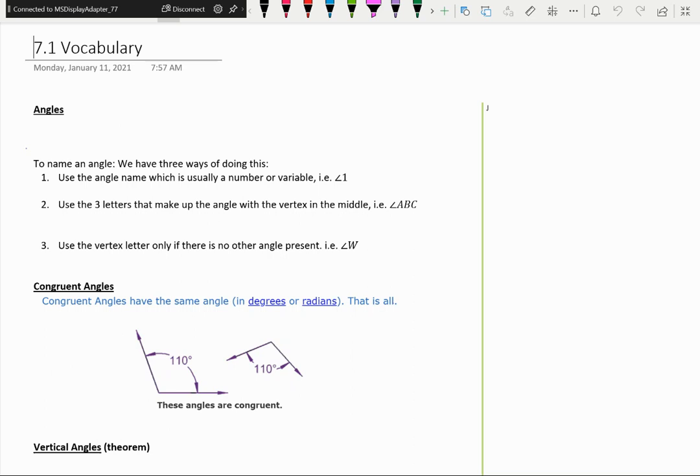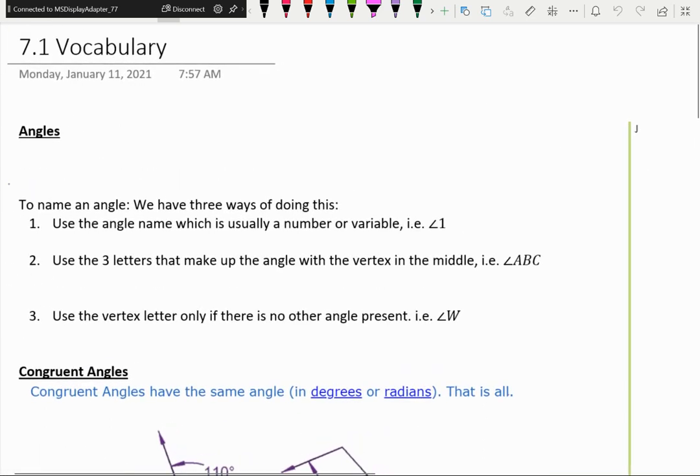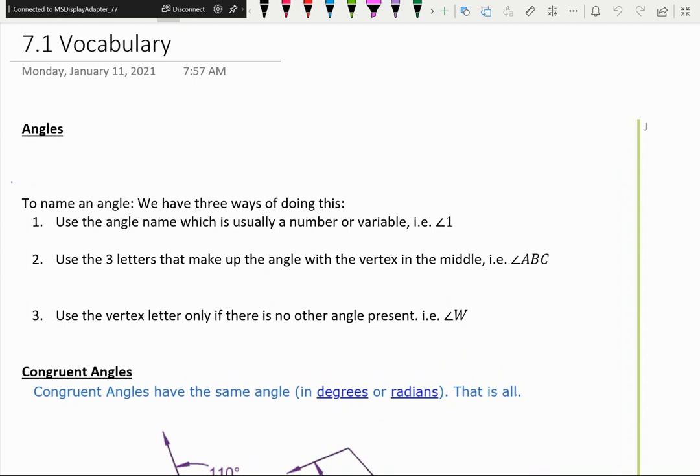Cool. So I've titled this 7.1 vocabulary, and it's really just going over the necessary ideas and concepts that we're going to need for the rest of the chapter. Topic 7 is all about angles and angle pair relationships, parallel lines, stuff like that.